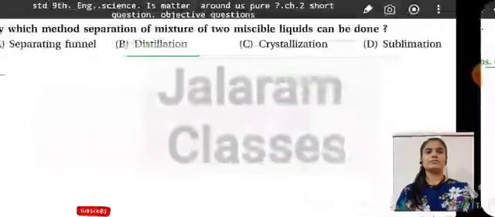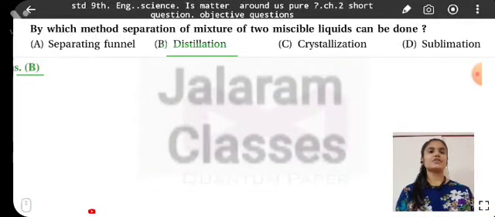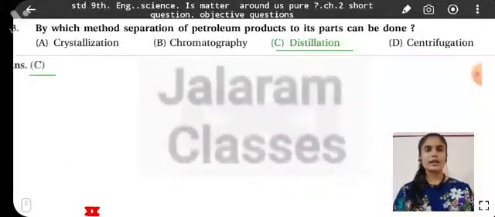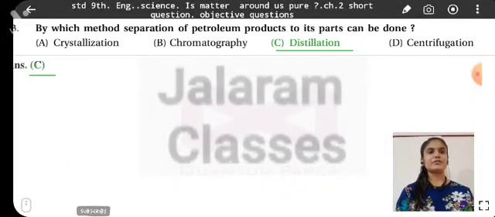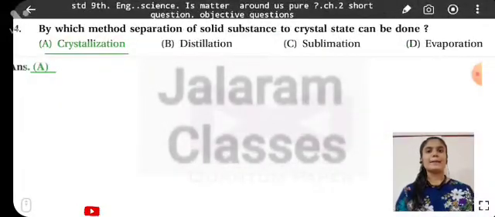By which method separation of mixture dissolved in a solute and solvent can be done? Chromatography. By which method separation of mixture of two miscible liquids can be done? Distillation. By which method separation of petroleum products to its parts can be done? Distillation. By which method separation of solid substance to crystal state can be done?